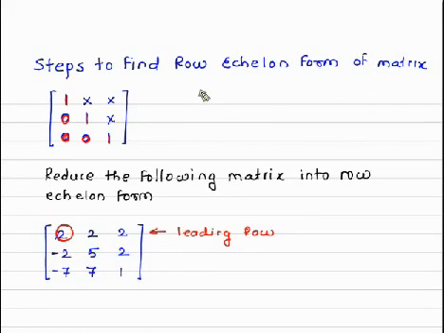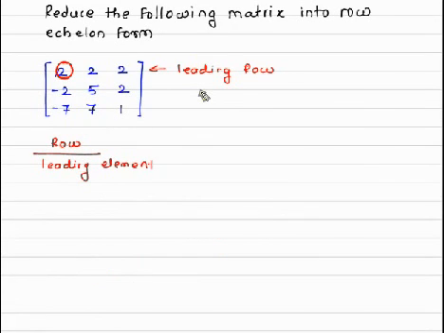For making this number 1, remember there is a row operation. For this particular leading row, the row operation is row upon leading element gives the new row. That is the row operation. This is our first row. So R1 divided by the leading element 2 gives a new R1.